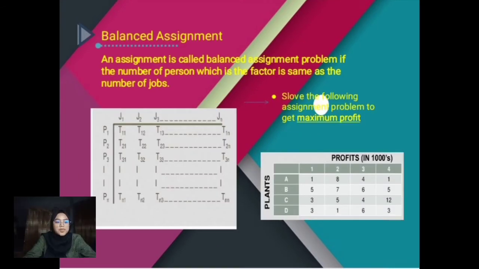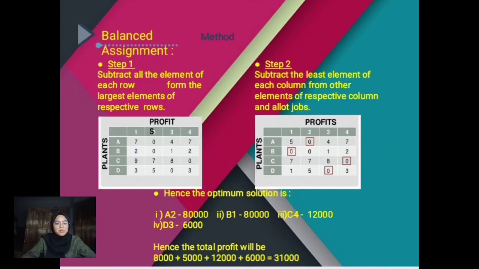The first type of assignment problem is balanced assignment. An assignment problem is called balanced if the number of persons, which is the facilities, is the same as the number of jobs. Solve the following assignment problem to get maximum profit. The assignment problem has 3 steps.